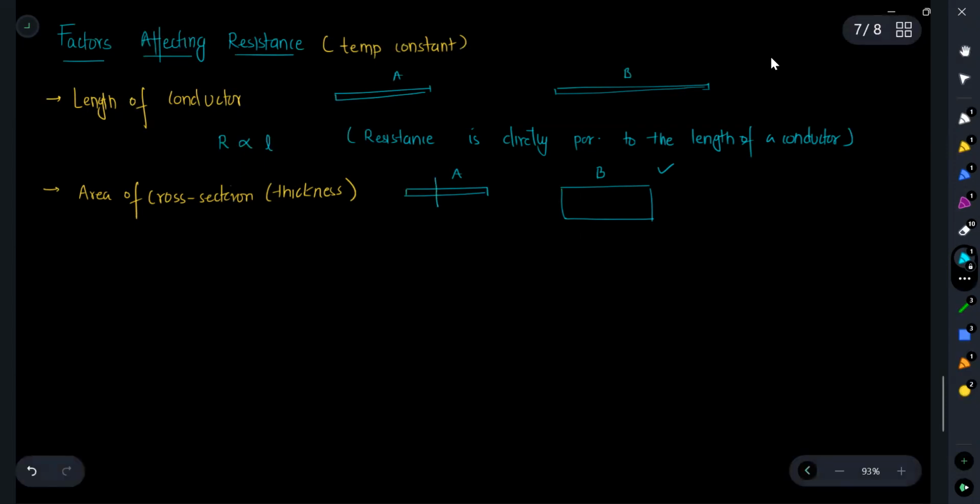अगर मैं इसका एरिया निकालूंगा तो this is a smaller circle, और इसका area of cross section मतलब अगर मैं एक पॉइंट पे से कट करूं तो उस पार्ट का एरिया, so this would be a much larger area. So R is inversely proportional to the area of cross section. The resistance is inversely proportional to the area of cross section.